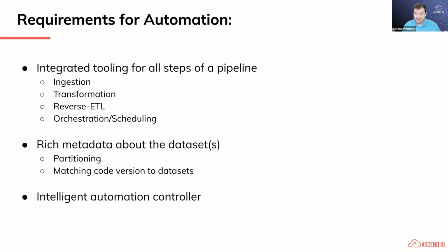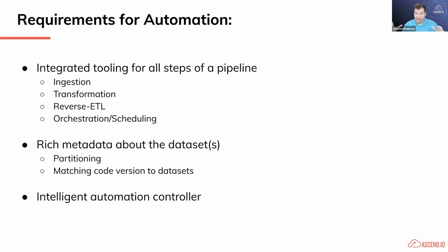Lots of pioneers have done some really cool stuff to build some of these things manually. What we have done at Ascend is we basically productize that into a platform that gives you all this stuff out of the box. But this is definitely a requirement. You need a ton of metadata in order to be able to run these kind of automation workflows.